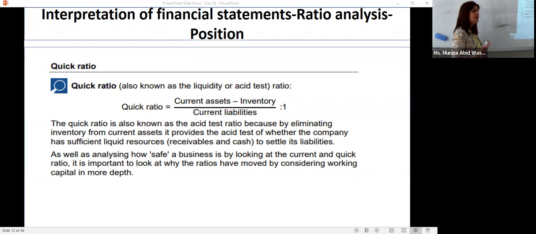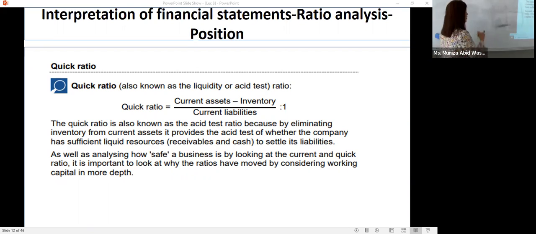Quick ratio is also known as asset test ratio. Current assets minus inventory divided by current liabilities is known as quick ratio or asset test ratio. From the current assets, when we deduct inventory, it means that we are having a wider view: after deducting inventory, how much current assets are remaining for the company. And if they are more than the current liabilities, then the company is in a secure position.